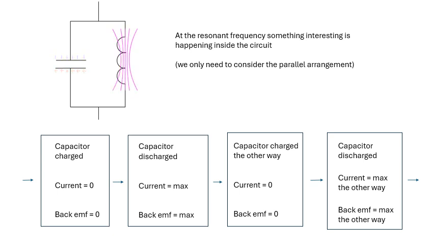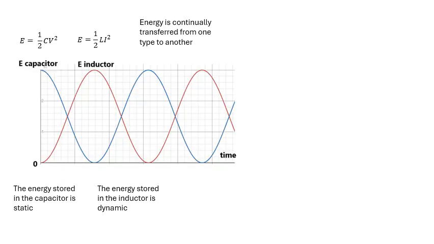If you look at the diagrams below, you can see what's happening to the capacitor when it's charged up: the current is zero, the back EMF is zero. When the capacitor is discharged, the current is a maximum, the back EMF is a maximum, and then it happens the other way round. So basically, the current is sloshing and the energy is sloshing from the capacitor to the inductor, from the inductor to the capacitor, from the capacitor to the inductor. Okay? Energy is continually transferred from one type to another.